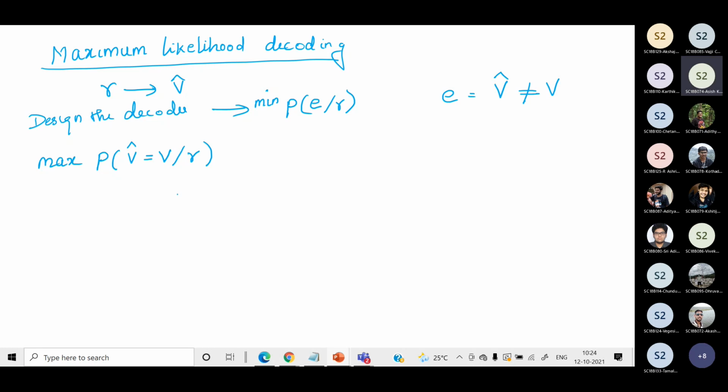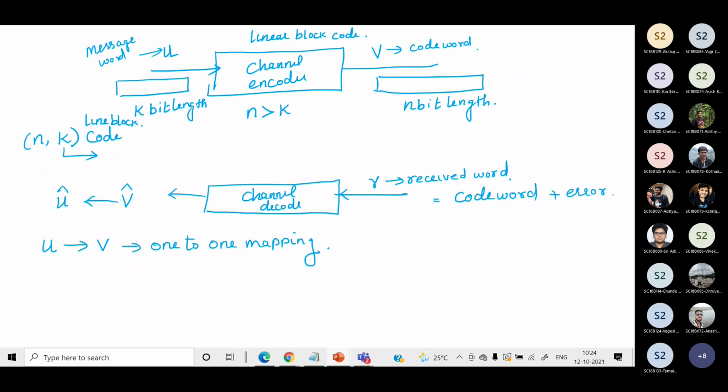Ma'am, then V cap is the same as R, right? V cap is not the same as R. For example, I am transmitting 0, 1, 0 as my message word. I am taking k as 3, and I am adding extra bits. We will take n as 5. So to 0, 1, 0, I am adding an additional 2 bits, 1 and 1.